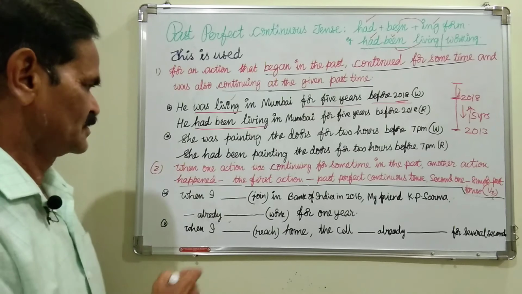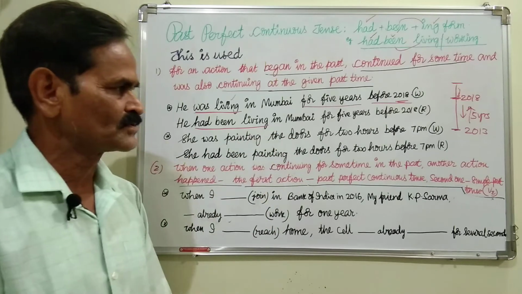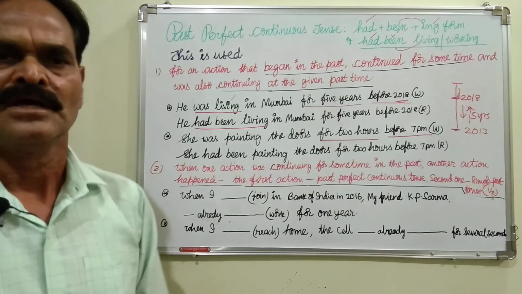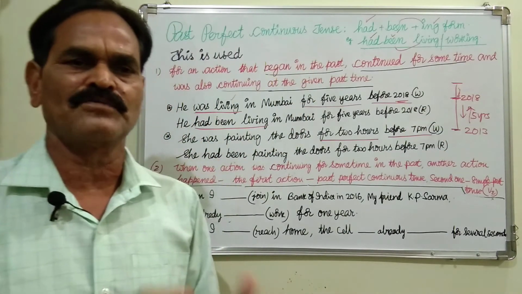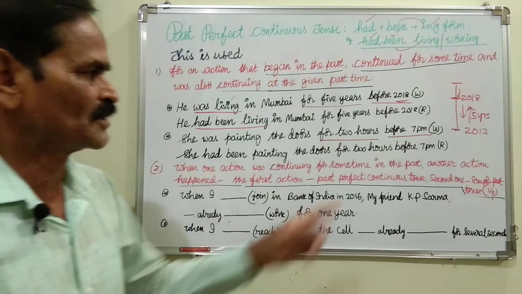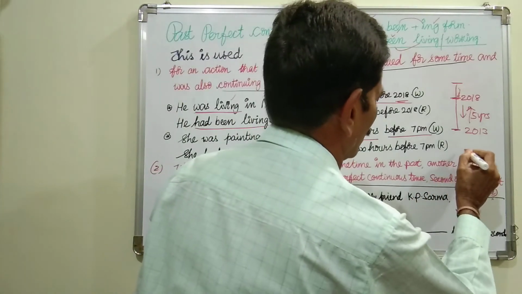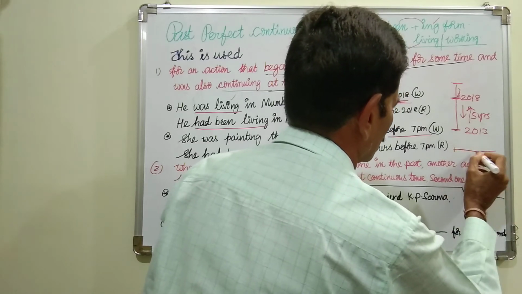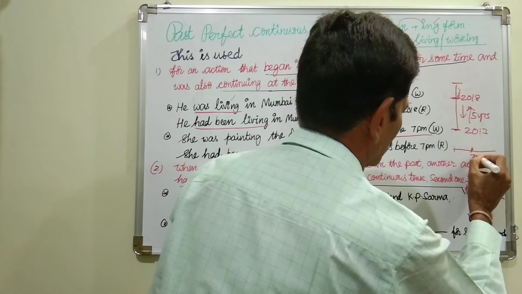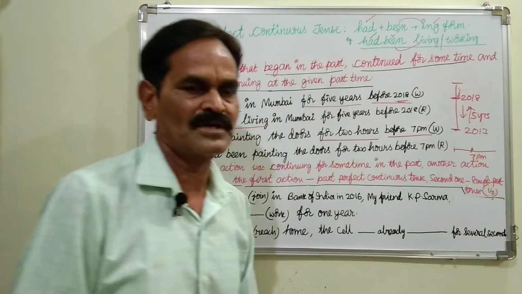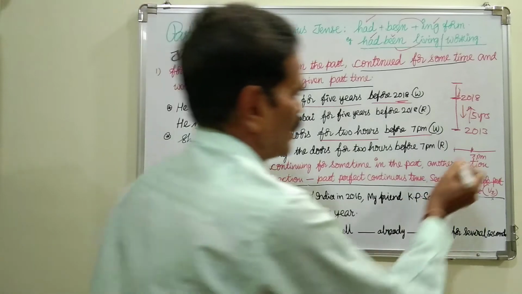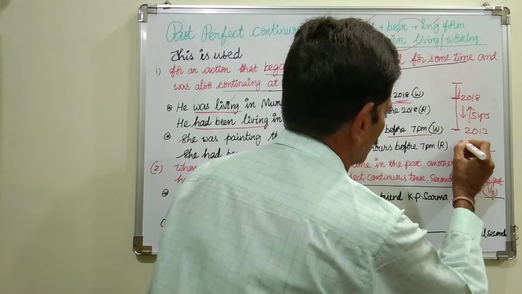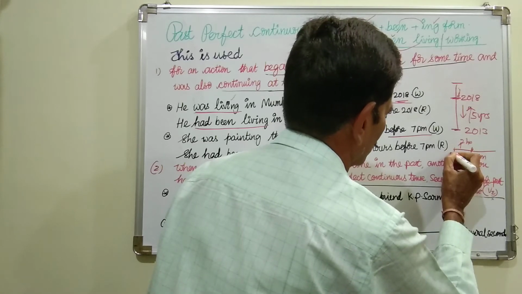Another example we will see. She was painting the doors for 2 hours before 7 p.m. So I went to her house at 7 p.m. Okay, that is the past time that is given. What is the past time given here? So this is the 7 p.m. Past time given 7 p.m. And before that, she has worked for 2 hours. This is 2 hours.